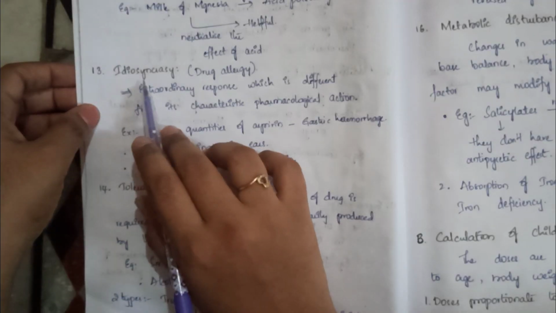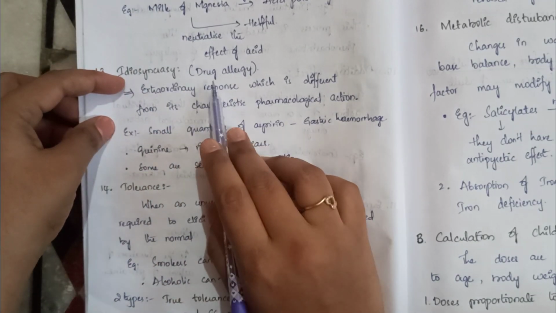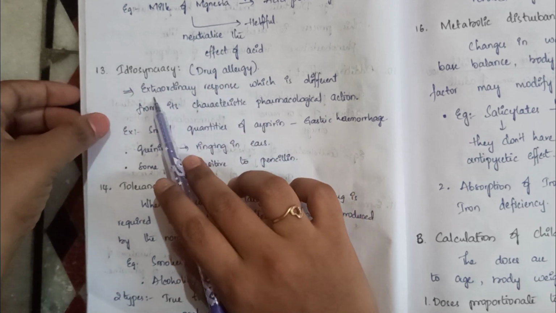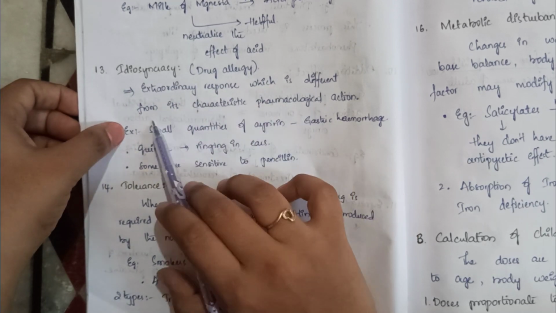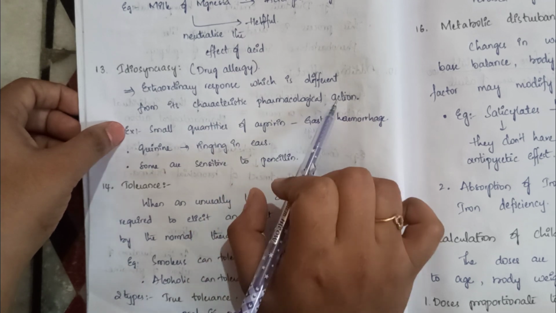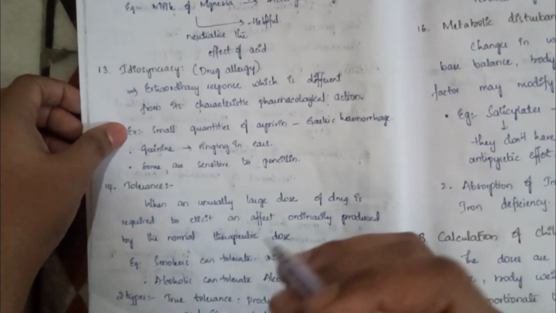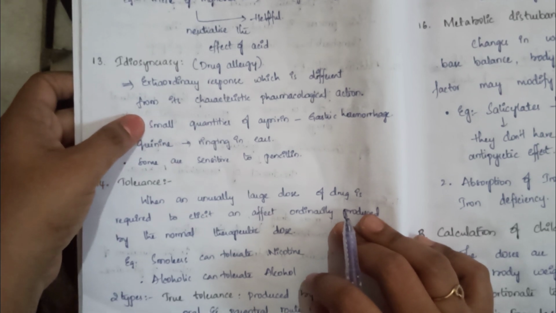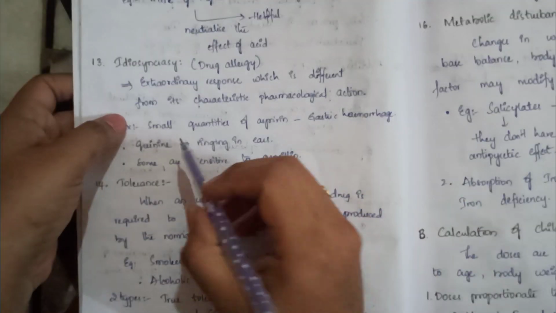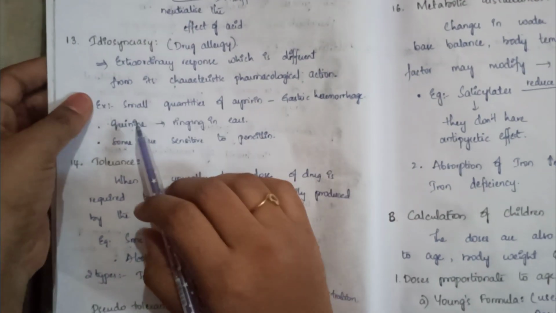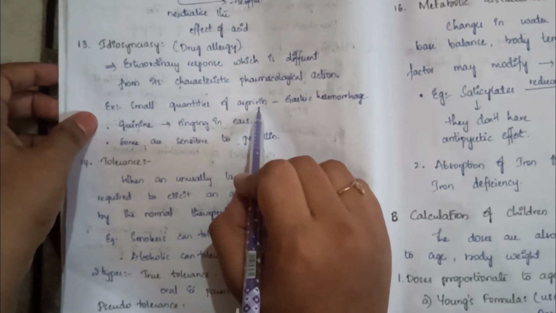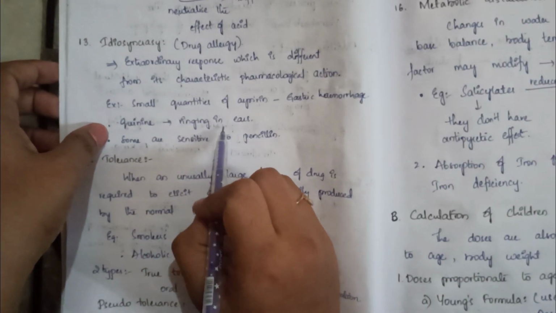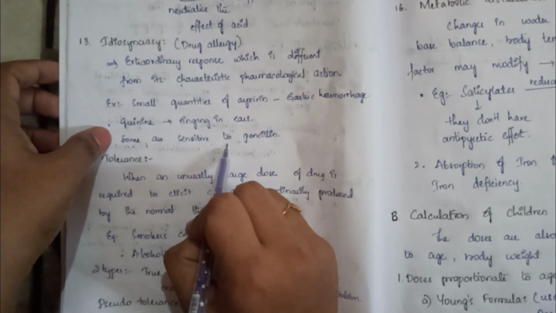Then coming to idiosyncrasy. What is idiosyncrasy? That is drug allergy. Nowadays we call it drug allergy. An extraordinary response which is different from its characteristic pharmacological action. Not showing its pharmacological action, but showing an extraordinary other response is called idiosyncrasy. Small quantities of aspirin may cause gastric hemorrhage. Quinine may cause ringing in ears. Some are sensitive to penicillin.